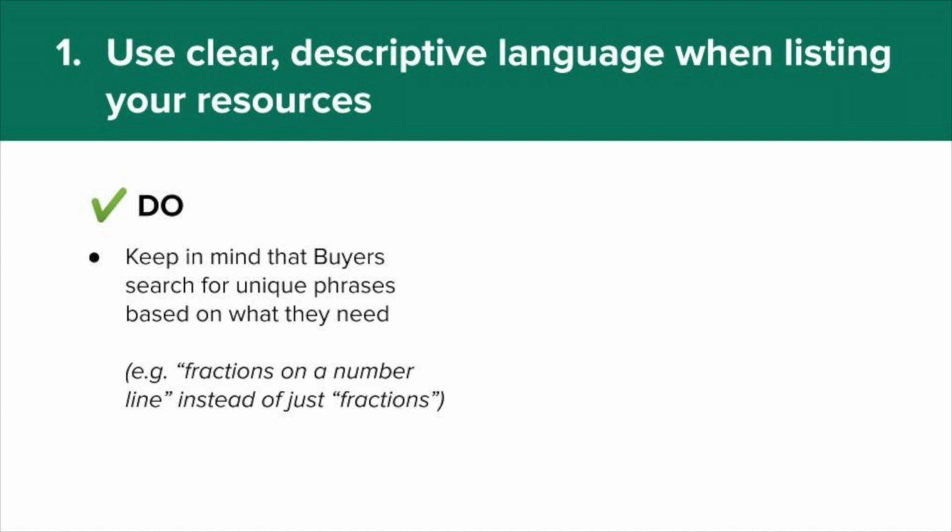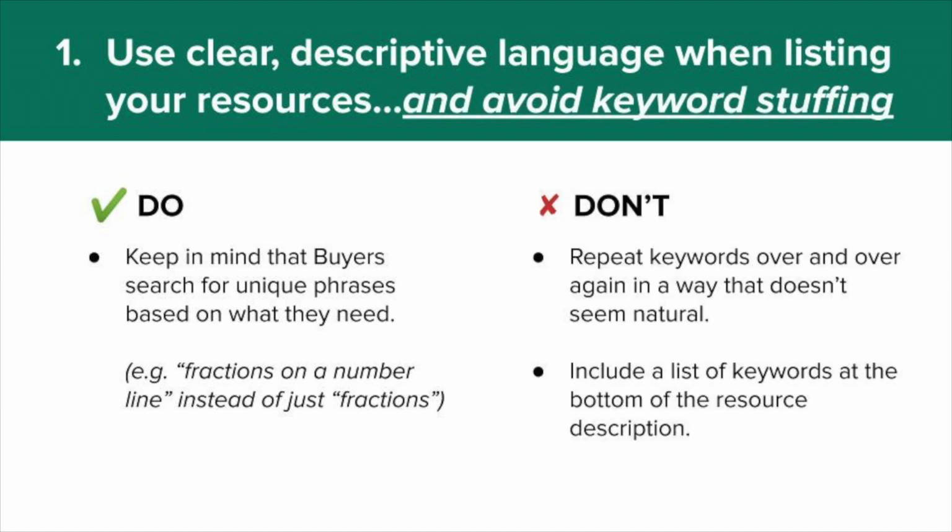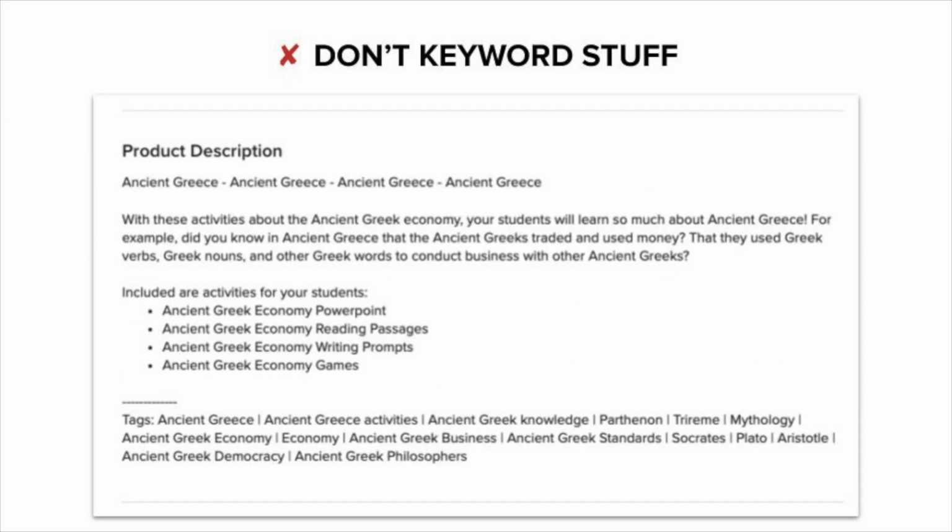So, while some buyers will search for broader terms such as fractions, many more buyers will search for things like fractions on a number line, or multiplying and dividing fractions, or converting fractions to decimals. While you want to be as descriptive as possible, you'll want to make sure not to keyword stuff. Keyword stuffing is when you repeat a word in your description over and over again in a way that doesn't seem natural. Including a list of keywords at the bottom of the product description is also an example of keyword stuffing. Here's an example of a resource that has keyword stuffing in the product description.